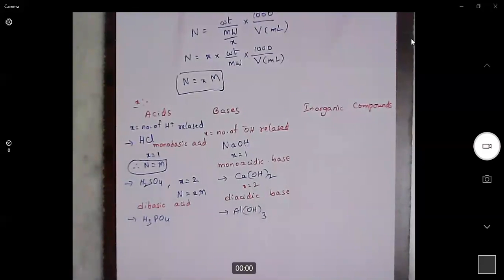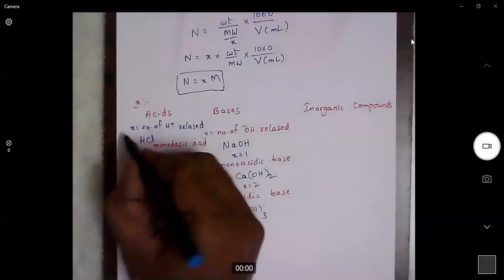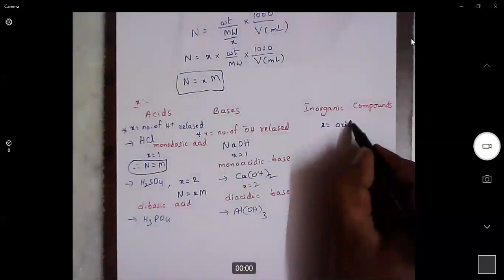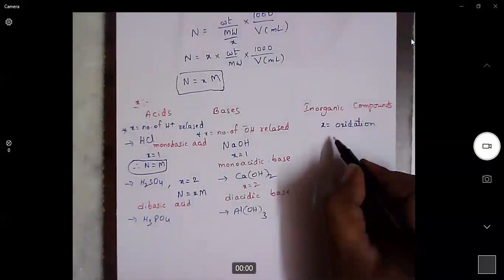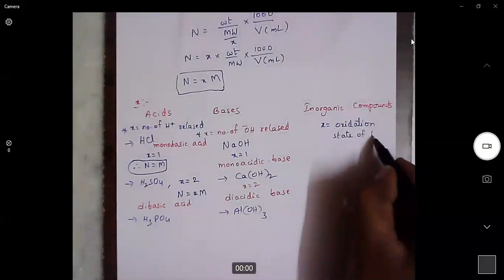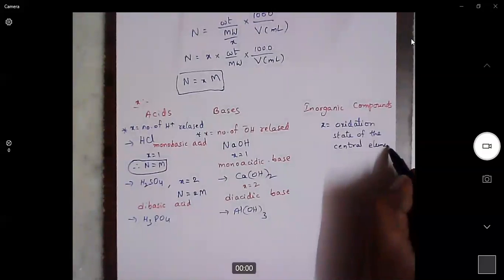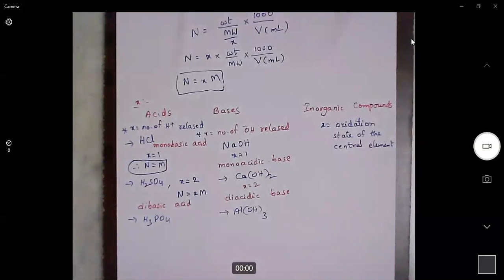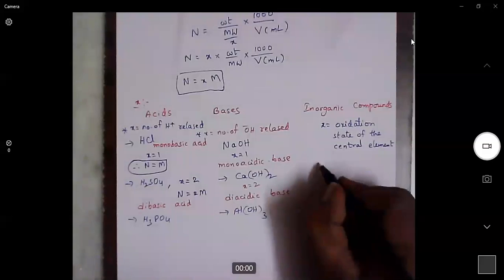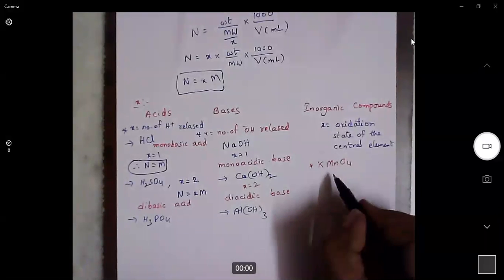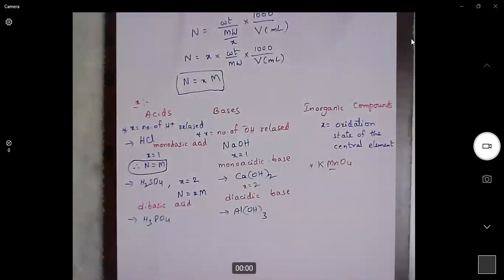Now, we will look at inorganic compounds. How can we calculate X in the case of inorganic compounds? In the case of inorganic compounds, X is nothing but the oxidation state of the central element. For example, take KMnO4. In KMnO4, manganese is the central element.